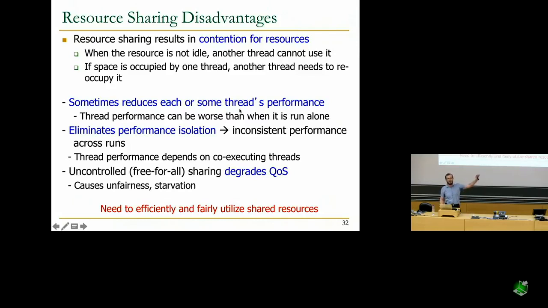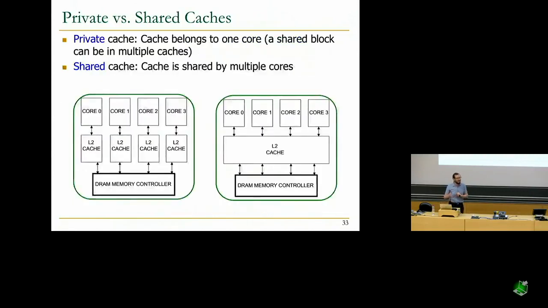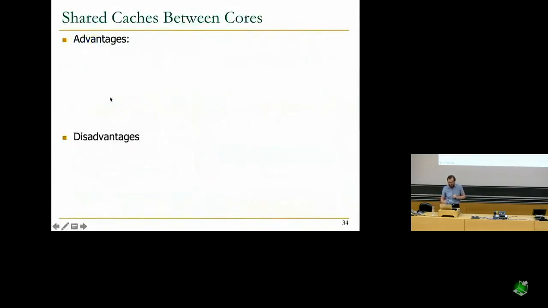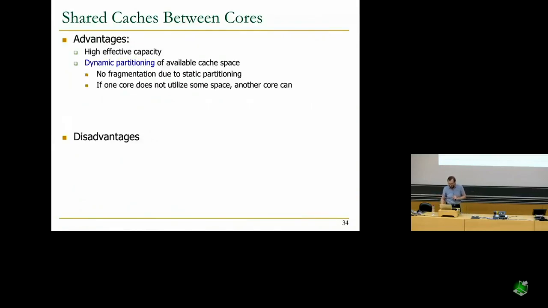And we discussed this a long time ago, if you think about it, when we talked about fair memory scheduling. Okay, let's take a look at the private versus shared caches from this perspective now. So what are the advantages of shared caches? The big advantage is you get high effective capacity, right? Hopefully this is clear. We've discussed this already. You get dynamic partitioning of available cache space. There's no fragmentation due to static partitioning.